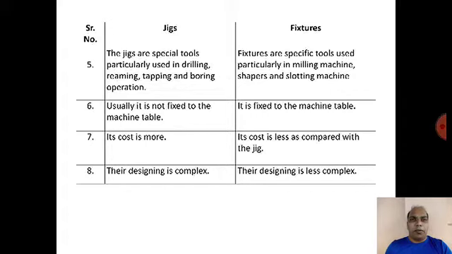Jigs are special tools. Yes, they are used in drilling, reaming, tapping and boring operations. Fixtures are specific tools used particularly in milling, shaping and slotting. Usually a jig is not fixed onto the machine table. Why? Because many times, in order to remove the component, jigs have to be taken from the machine towards the ground, therefore they are not fixed. Whereas a fixture, as it is connected to the machine table, you can just put the component onto it or remove the component from it.